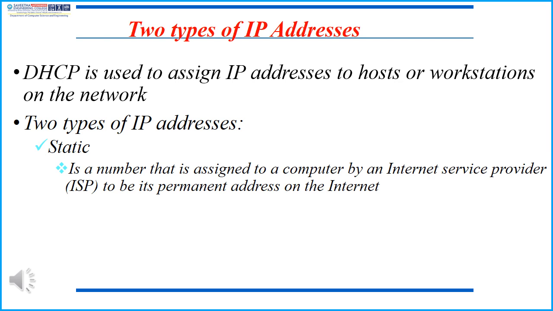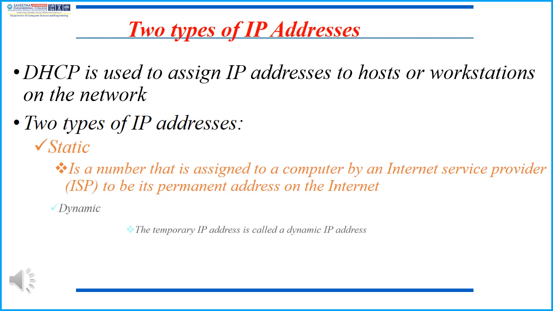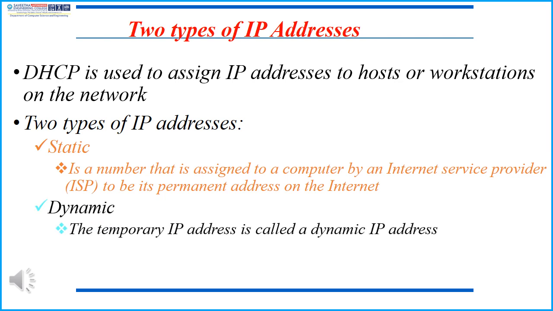There are two types of IP addresses provided by DHCP. The first one is static. It is a number that is assigned to a computer by an internet service provider to be its permanent address on the internet. The second one is dynamic, where a temporary IP address, called a dynamic IP address, is assigned to systems often.